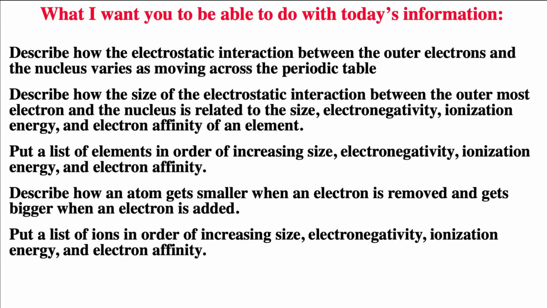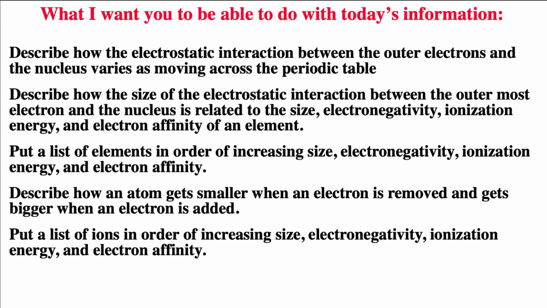What I want you to be able to do after watching this video is be able to describe how the electrostatic interaction between the outer electrons and the nucleus varies as moving across the periodic table. Describe how the size of electrostatic interaction between the outermost electron and the nucleus is related to the size of the atom, electronegativity, ionization energy, and electron affinity of the atoms.